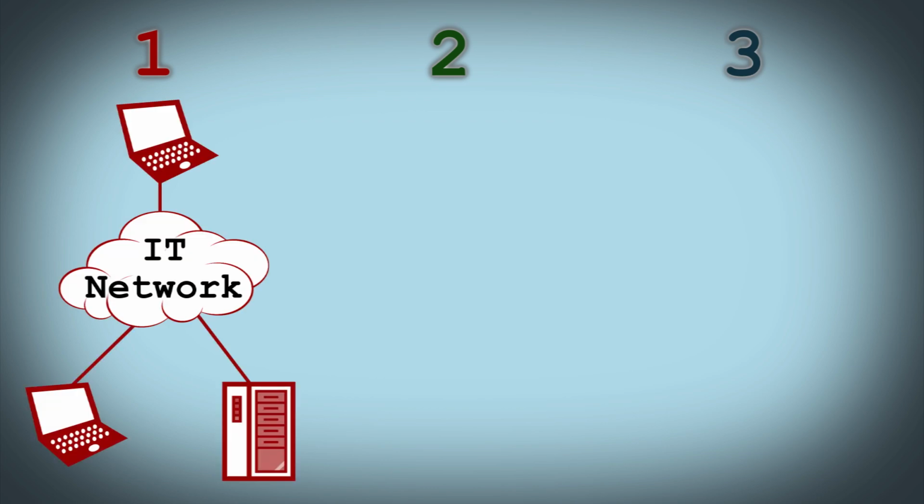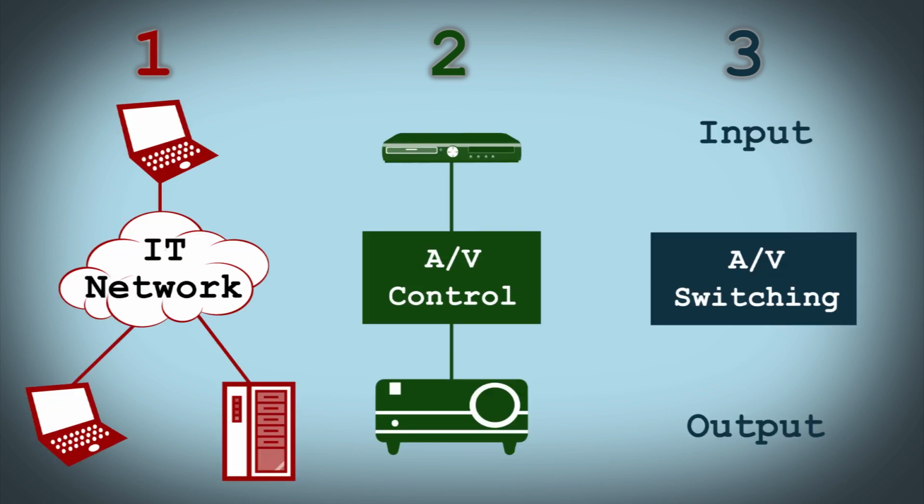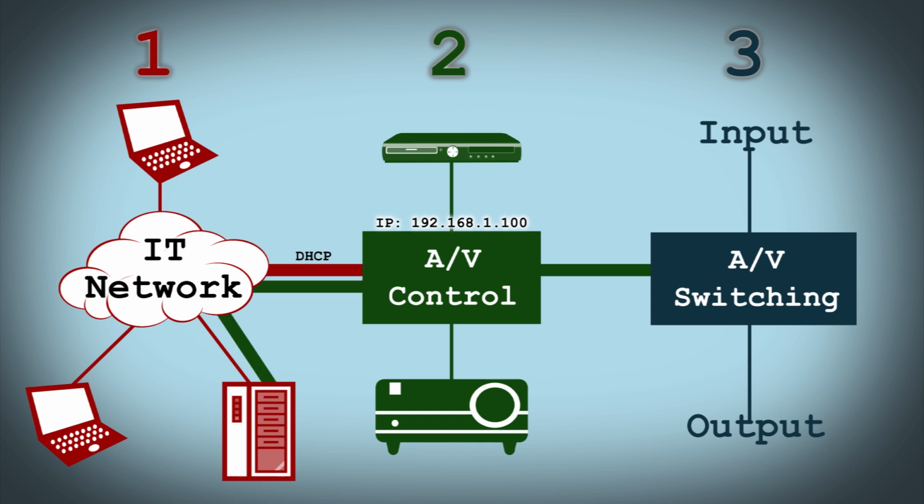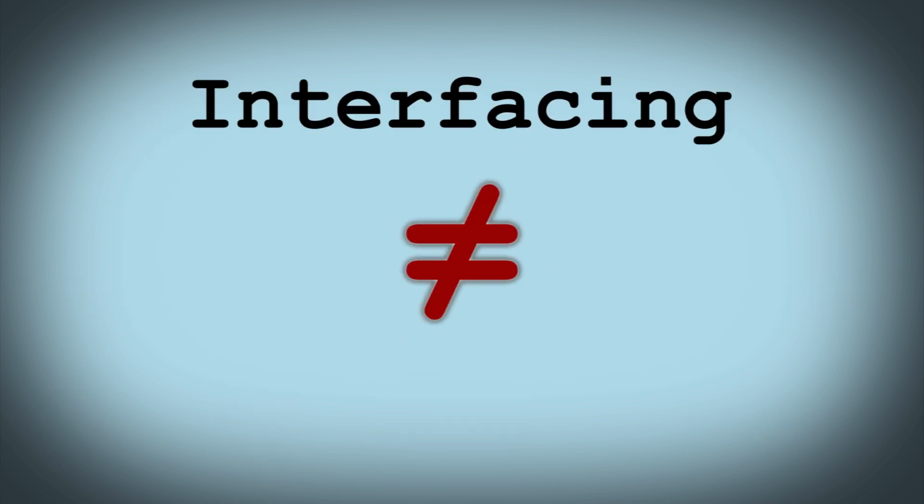You had the IT network, the AV control system, and the AV switching system. But with the move to online, what ended up happening is that control systems were placed on the network. The master controller now had an IP address and could connect to the IT network using DHCP. The control system then controlled the AV switching network, and it could be managed by a server running special software on the IT side.